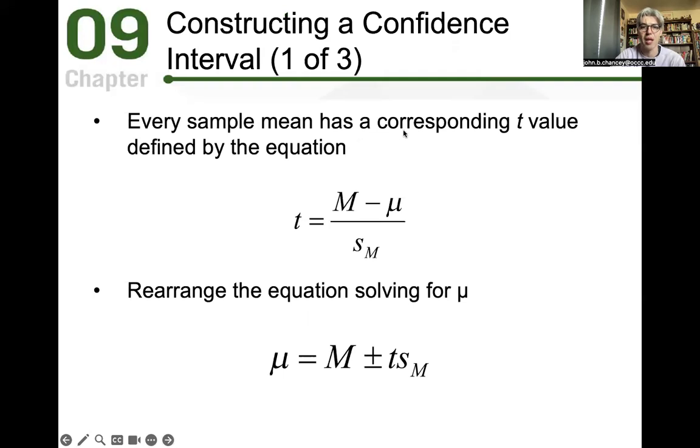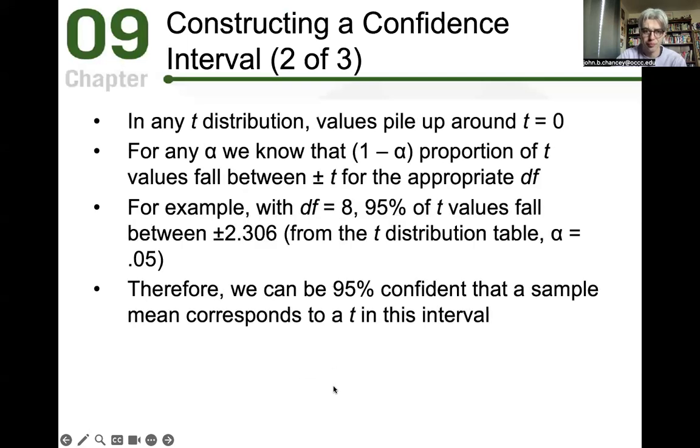Every sample has a mean corresponding t-value with that equation. So this is just the equation we used earlier. You can rearrange that to solve for our mean. So you're just taking the same information. If we know four pieces of this information, but we don't know the mean, we can use that to find our population mean. And in any t distribution, the values will pile up around t equals 0, which is the mean right in the center.